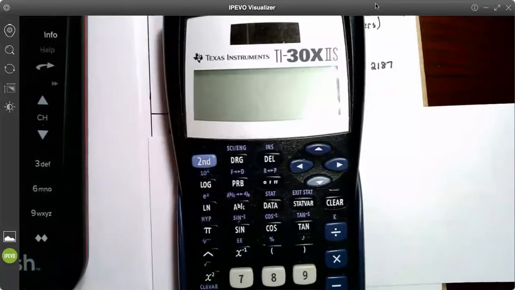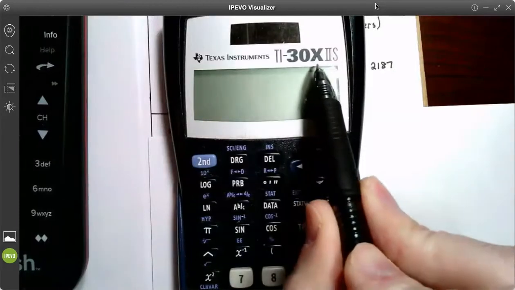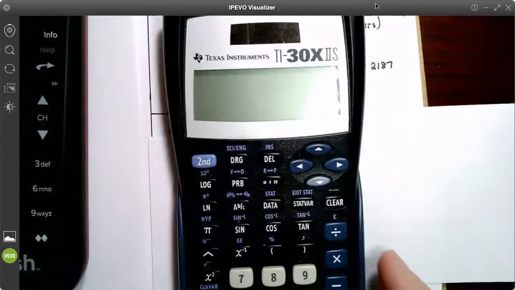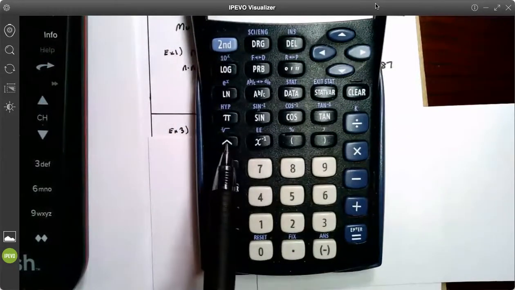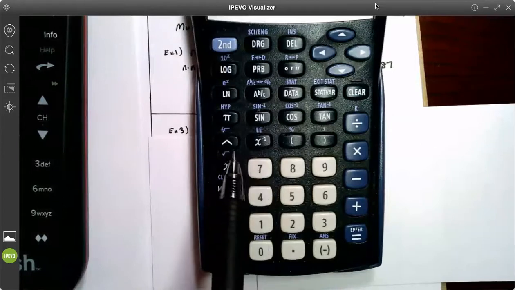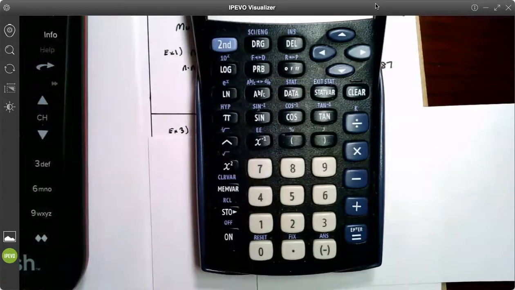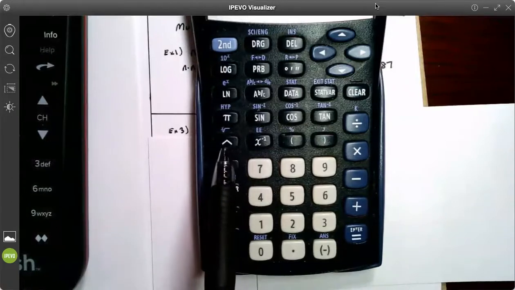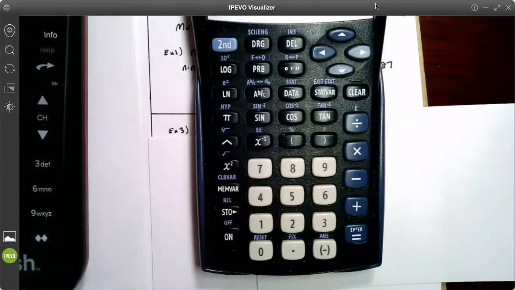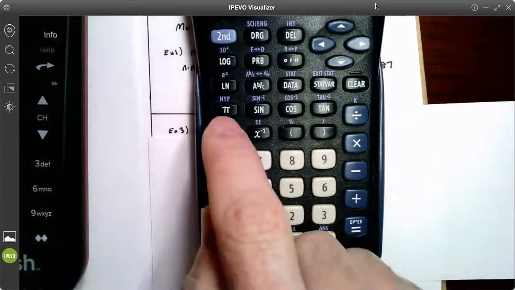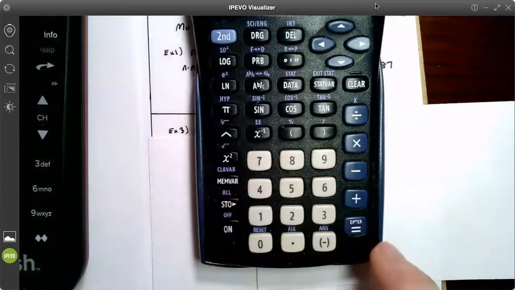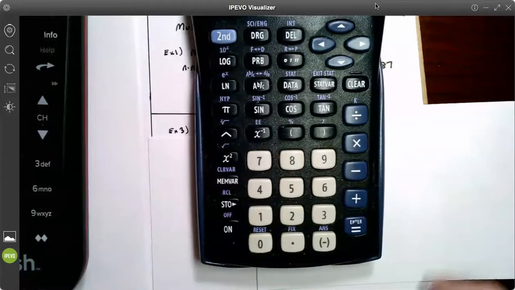So let's talk about putting 3 to the power of 7 in our calculator. I'm using the TI-30X IIS, Texas Instruments. This symbol right here, top left of the 7 on this calculator, is your power of symbol. On your keyboard, it's above the 6. That symbol means to the power of. So if I want to do 3 to the power of 7, I hit 3, to the power of, 7, equals. Let's see what that looks like on the screen.